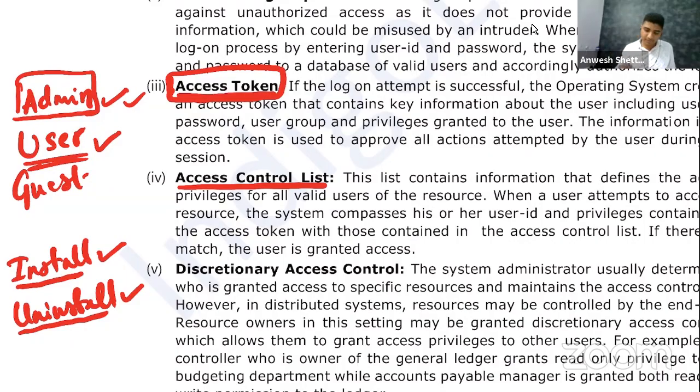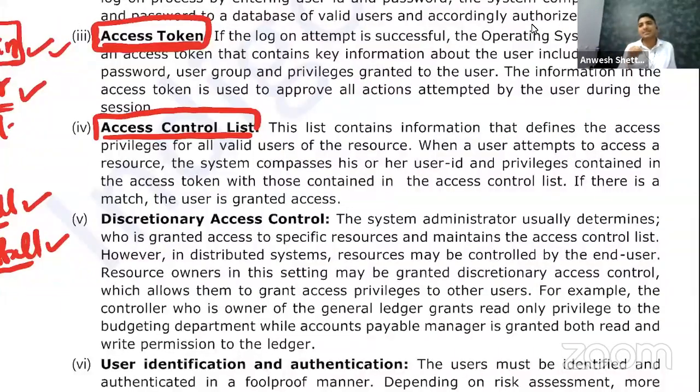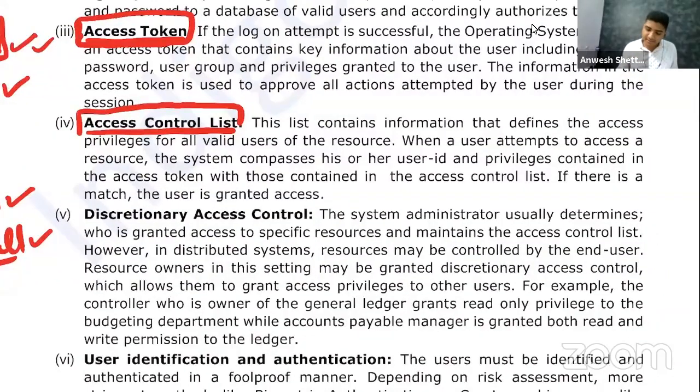Next, there is something called access control list. Now what is access control list? It contains information that defines the access privileges of all valid users of the resources. That is, once the system understands that this user is an admin, the system will also define what this admin can do: whether admin can create, whether admin can delete, whether admin can modify. So everything is done with the help of access control list.